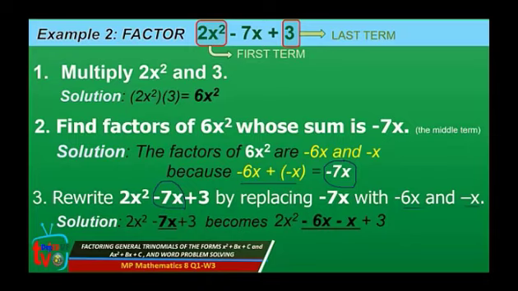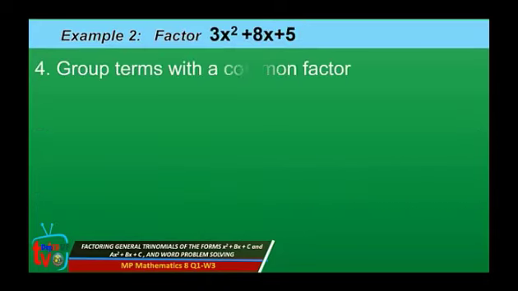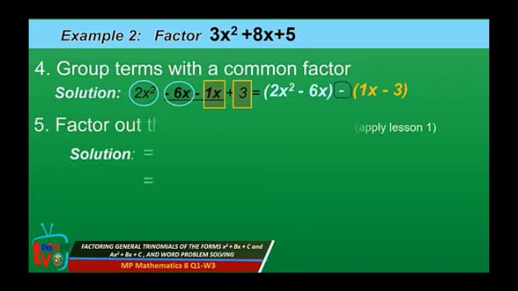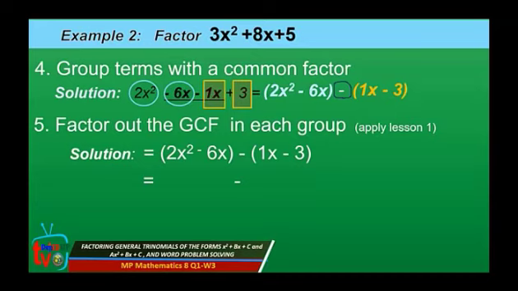So for step 4, let's group the terms with a common factor. From our answer in step 3, pair 2x squared and negative 6x. Then after that, we also pair positive 1x minus 3. In here, negative 1x plus 3 was changed to positive 1x minus 3 because we brought outside the negative sign. Then step 5, let's factor out the GCF in each pair.